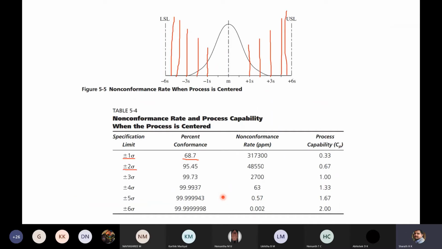So there will be some disturbance. I will wait for 30 seconds.